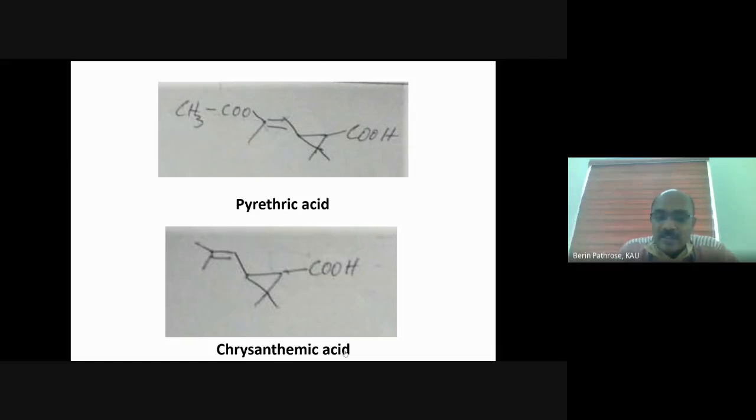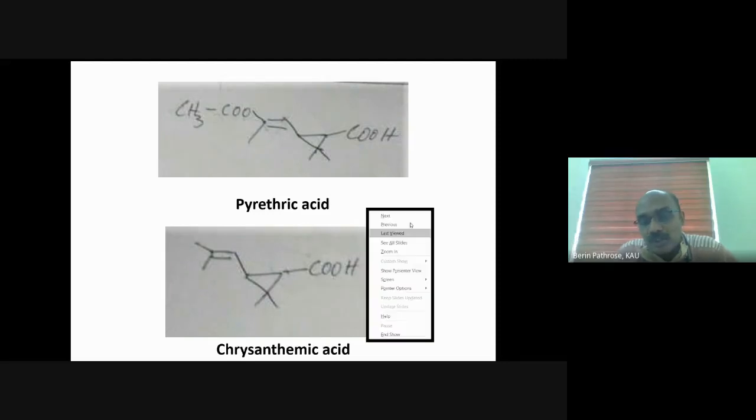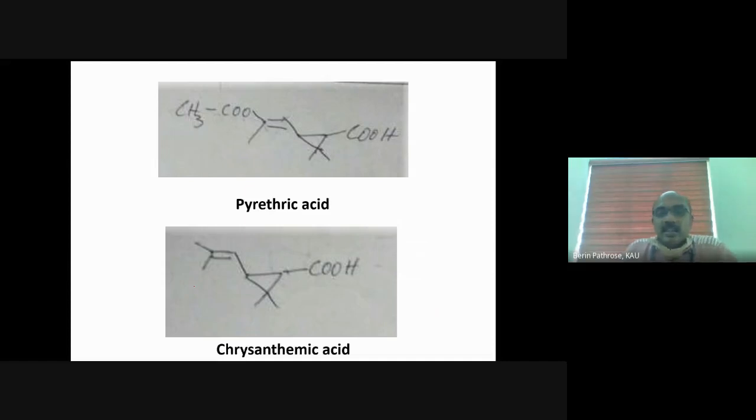First I will show the structure of pyrethric acid and chrysanthemic acid. This is the basic structure of pyrethric acid and chrysanthemic acid. I will show you how to draw this structure. I don't think it is very difficult. I will first draw the structure of chrysanthemic acid over here. So it will be like this.